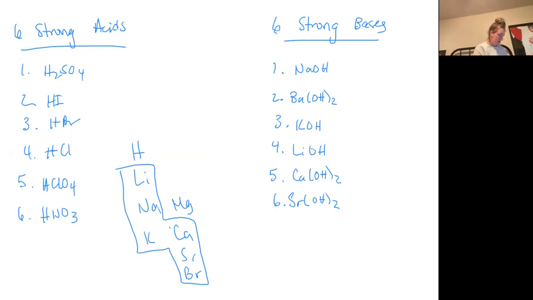Your H2SO4 is going to be diprotic, we called it. And so are your calcium, strontium, and barium hydroxide bases, diprotic as well.